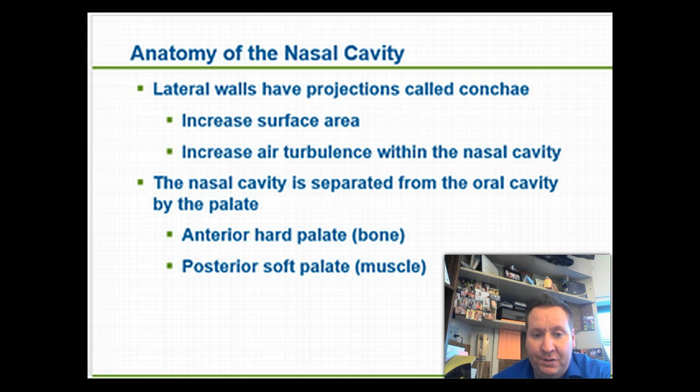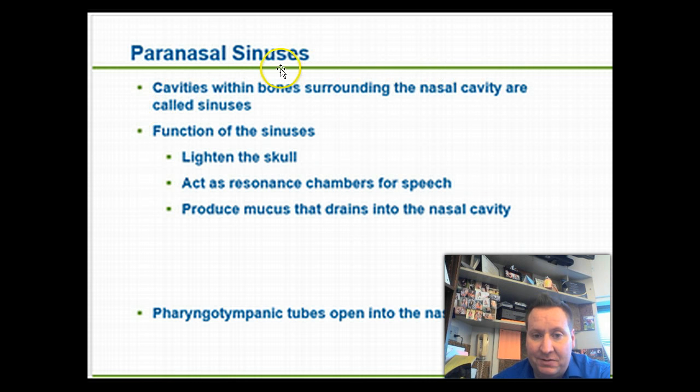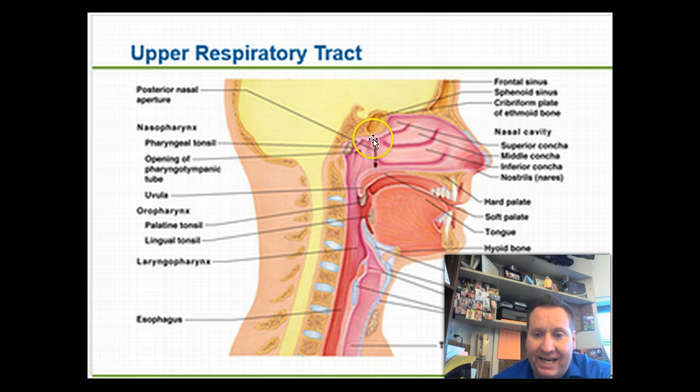What actually helps produce some of this mucus is these paranasal sinuses. So you have these sinuses that are up here. Let me go back to a previous slide here. You have these sinuses that are here. These sinuses produce this mucus right here. You have another frontal sinus that's right here. But these sinuses are going to produce mucus. This mucus is going to drain into the nasal cavity.